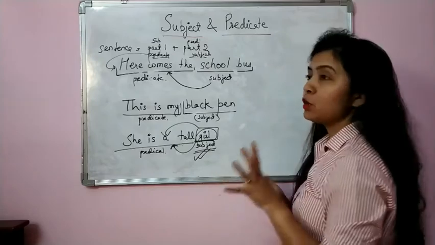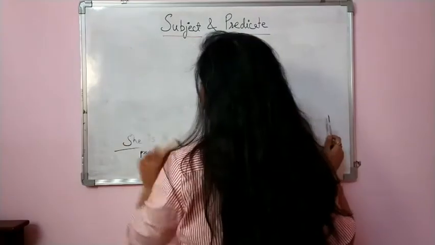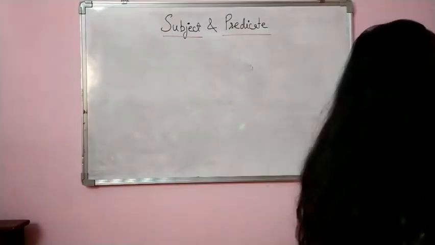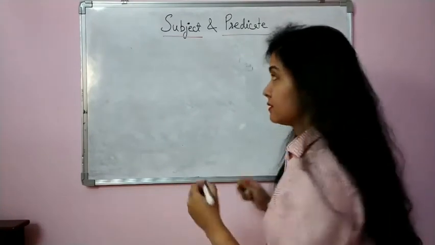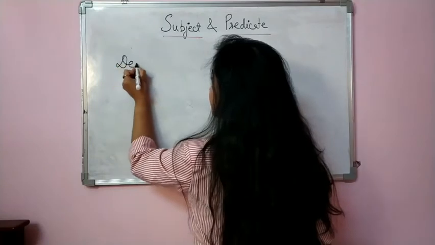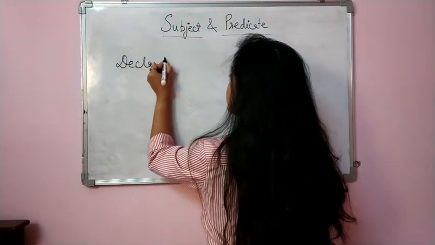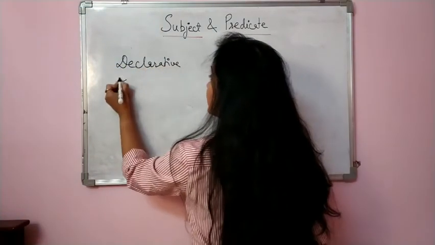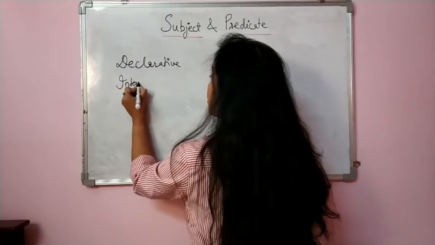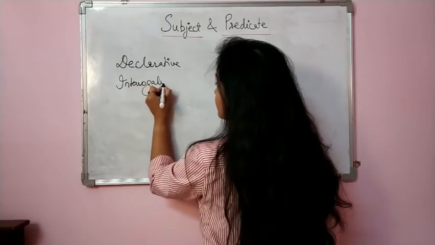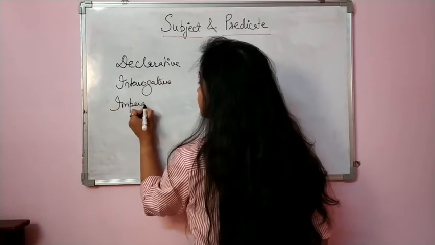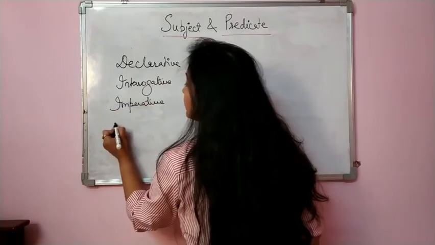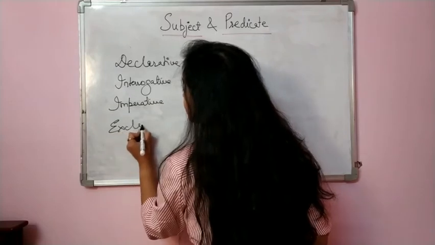Now I have to tell you one more thing. We know by now that there are 4 types of sentences: declarative sentence, interrogative sentence, imperative sentence, and exclamatory sentence.